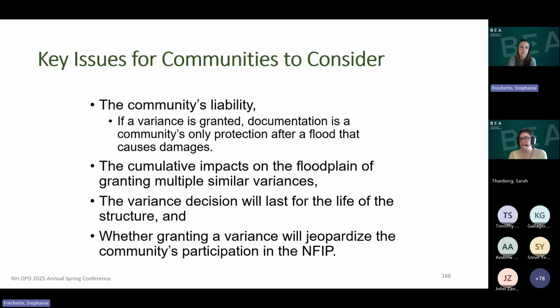And if during this visit, FEMA were to determine that the community is not meeting their responsibilities, then that could result in suspension from the program. And as far as I'm aware, I haven't heard of this happening in New Hampshire. We try to work with communities on resolving these issues, but it's something to be aware of, paying attention to the reasons for your variance and how often you're requesting and granting them. And remember, they should only be issued under rare special circumstances, which Sarah will talk about in a bit.